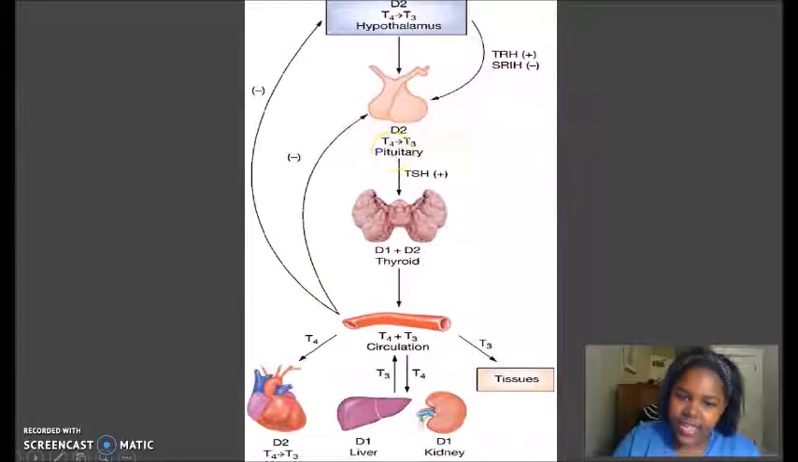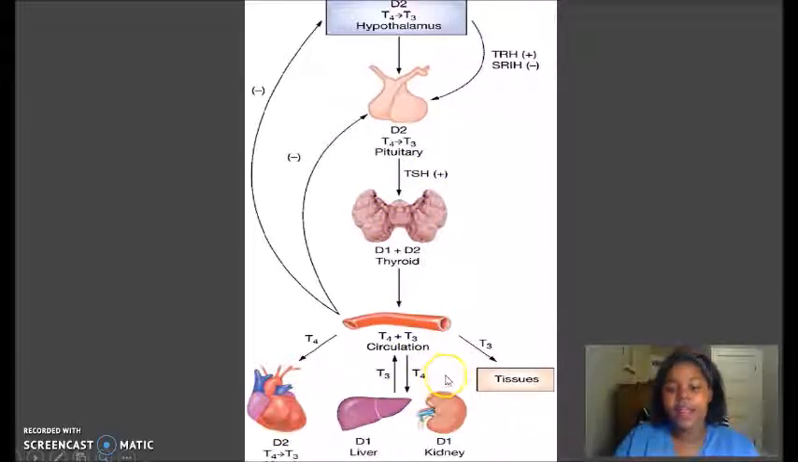It leaves the pituitary gland, it goes to the thyroid gland, and then it goes to places such as the kidneys, the heart, and the liver as well. And it tells how to control the rate of metabolism within the body, which is really important in trying to keep our bodies up and working functionally as they should.